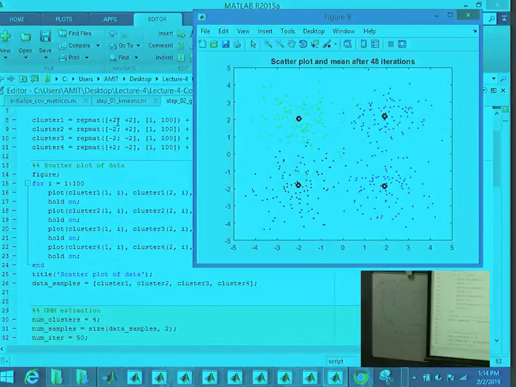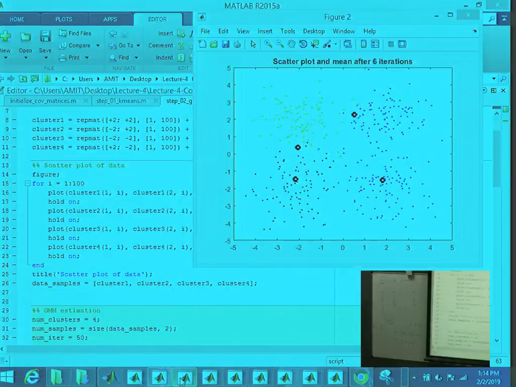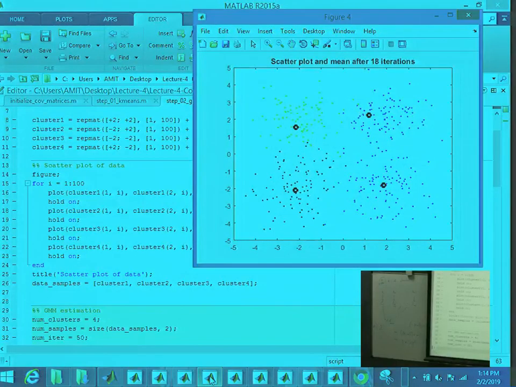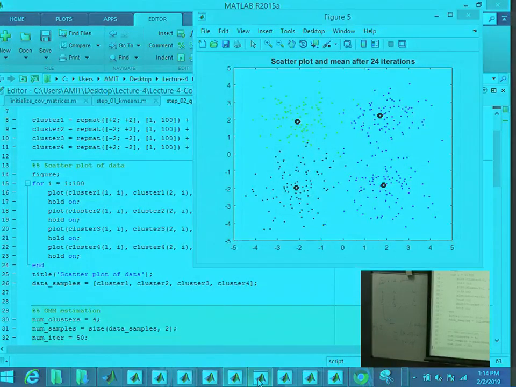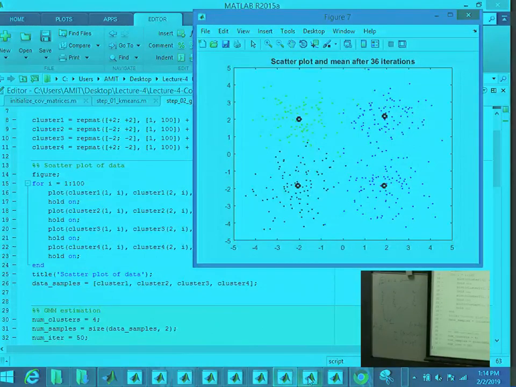Ah, bingo. So we got it now. This is a scatter plot, and this is after 6 iterations. Then this is after 12 iterations, 18, and so on. Somehow it is getting converged.